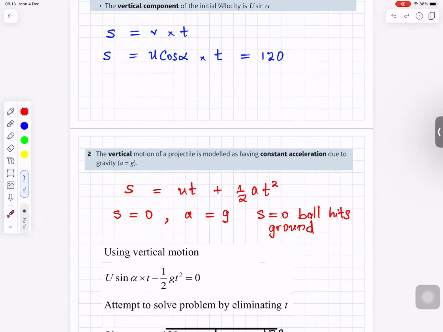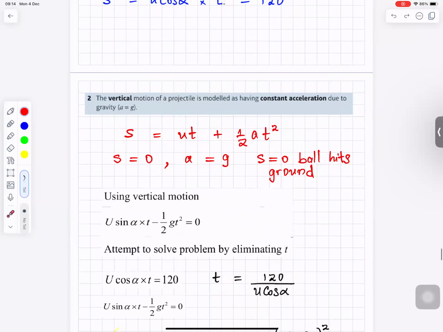For the vertical component, S equals ut plus half at squared. When the ball hits the ground, S is 0, and we put a equals g. So we use vertical motion for the formula: u sine alpha times T, minus half g t squared, because it's going up and g is coming down, which is what makes it the minus. We solve this question by eliminating T. That means we get rid of T.